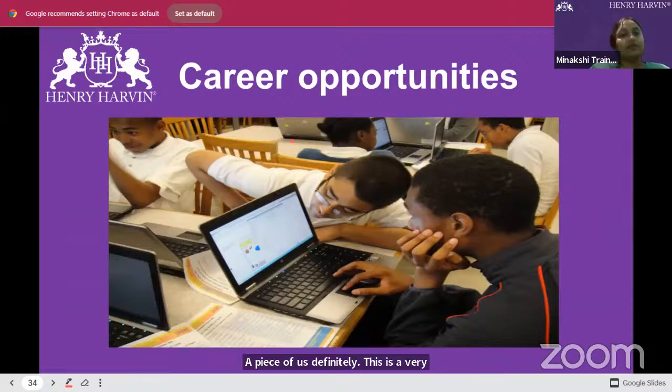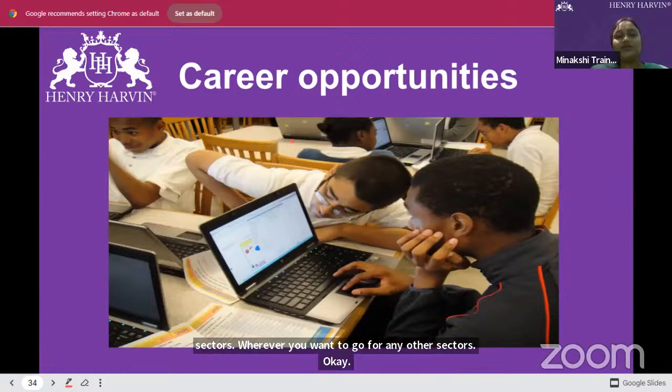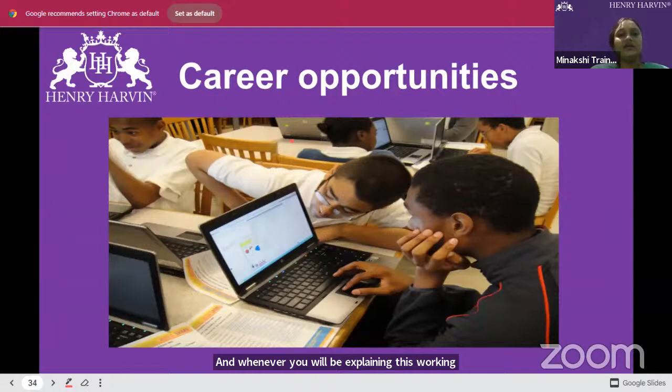All the medical procedures, disease diagnosis, everything you will be learning. So this is a very good platform to gain knowledge, and this knowledge will definitely help you in the future. If you spend even an hour in this field, it will be beneficial in further careers and sectors wherever you want to go. And whenever you explain the work you have done in your career, definitely you will be praised and respected in your community, at your desired places.